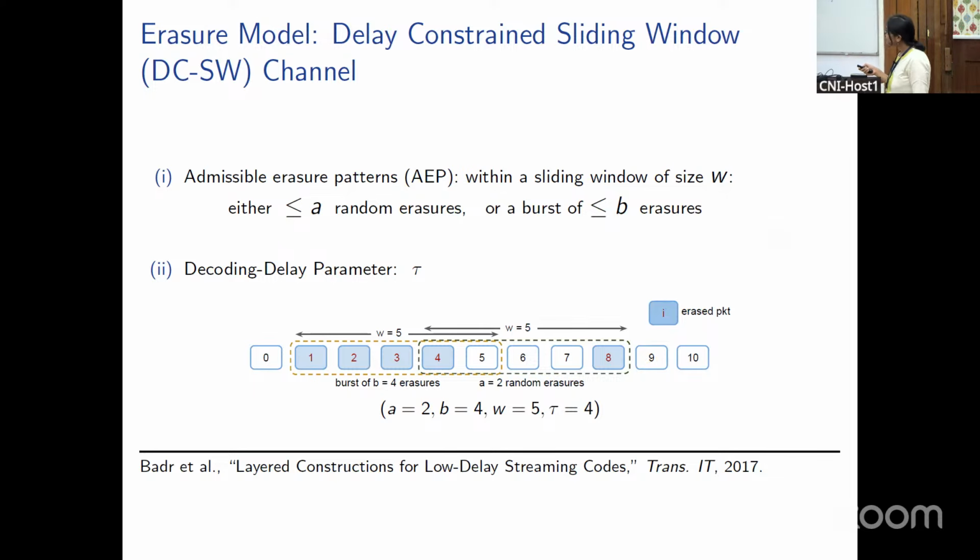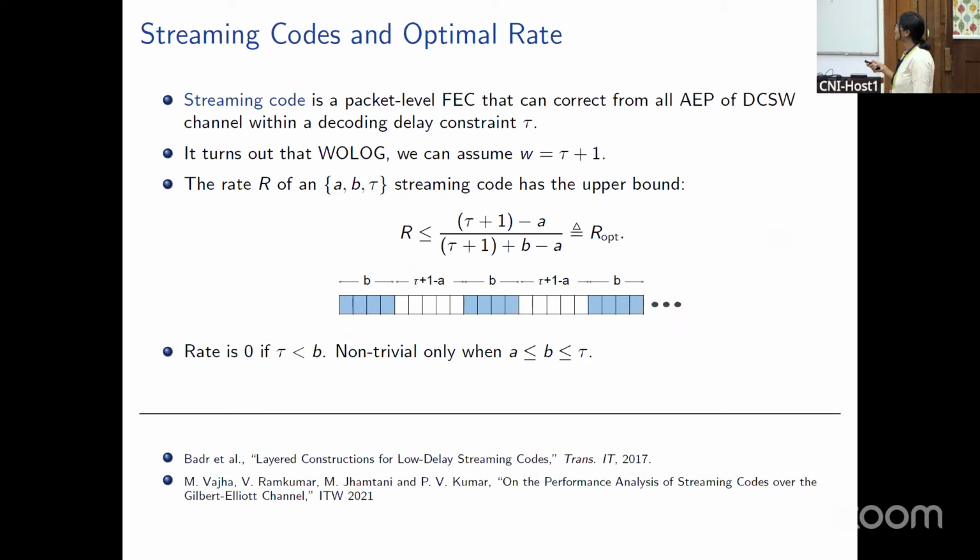One also needs to account for the decoding delay parameter, which means to recover from this erasure, you can use up until 4 packets in the future because tau is 4 here. Streaming codes are packet level forward error correction codes designed to recover from all these acceptable erasure patterns. And it so happens that we can assume this window size to be tau plus 1.